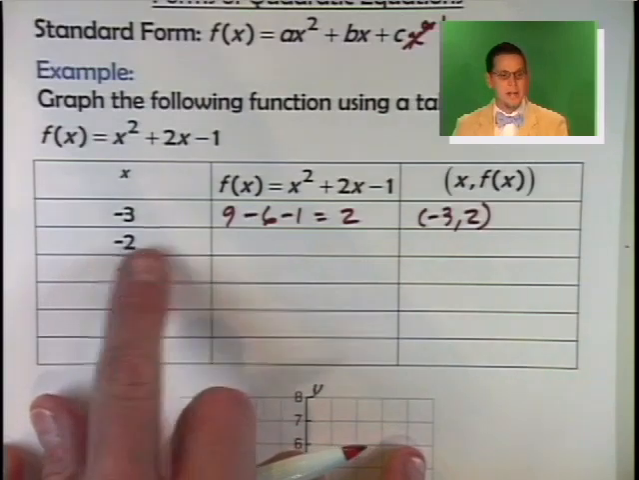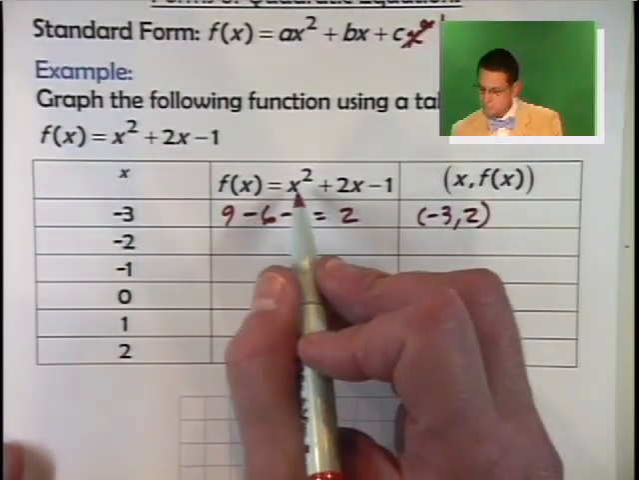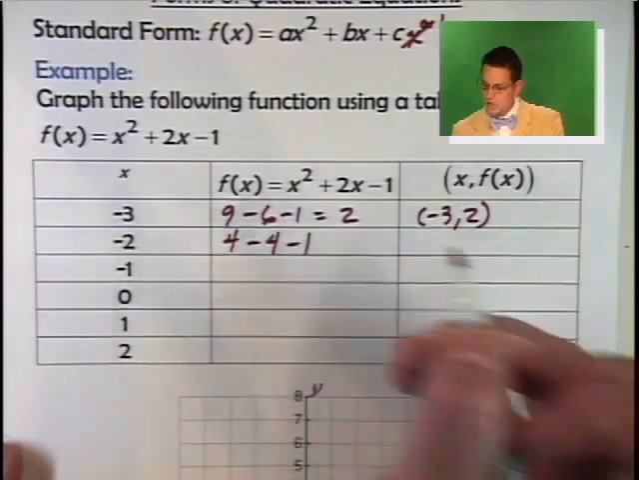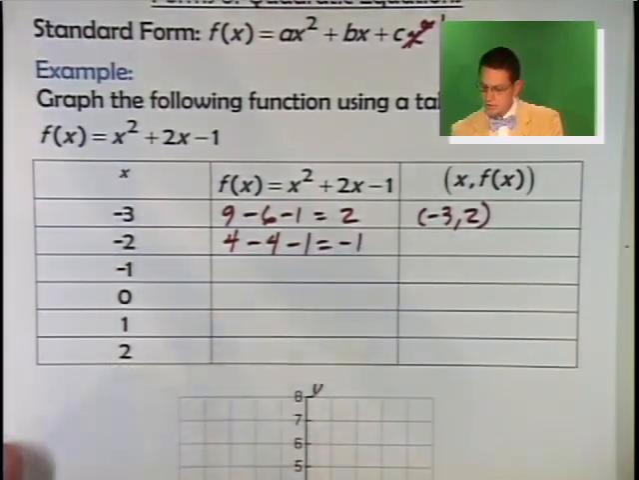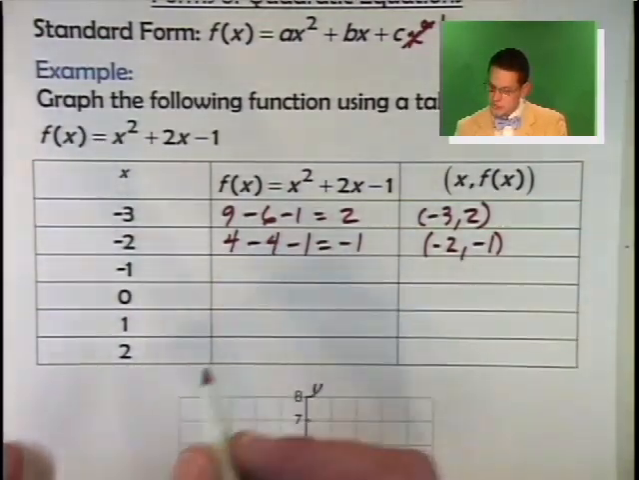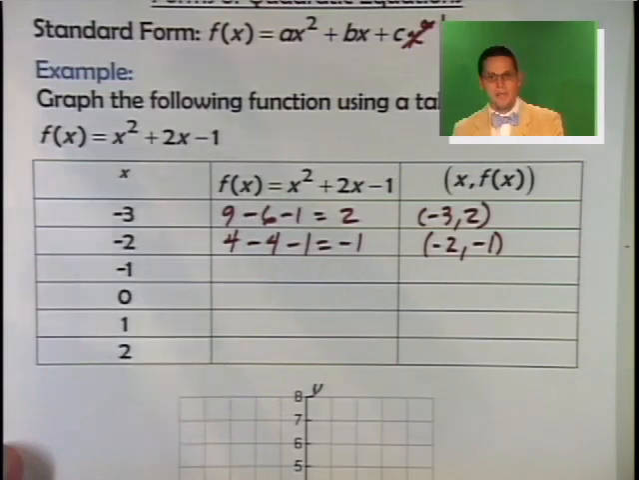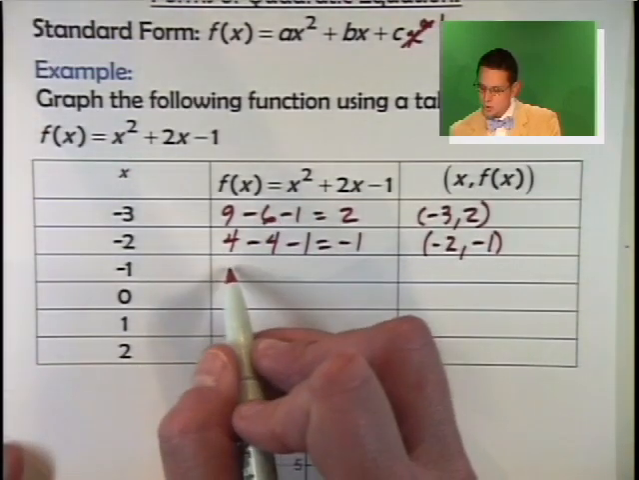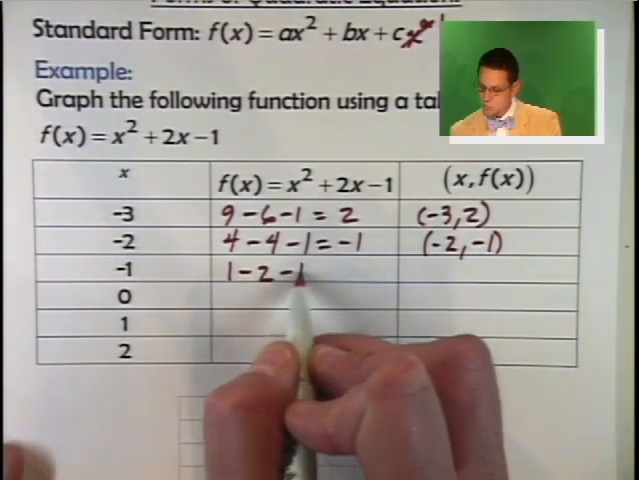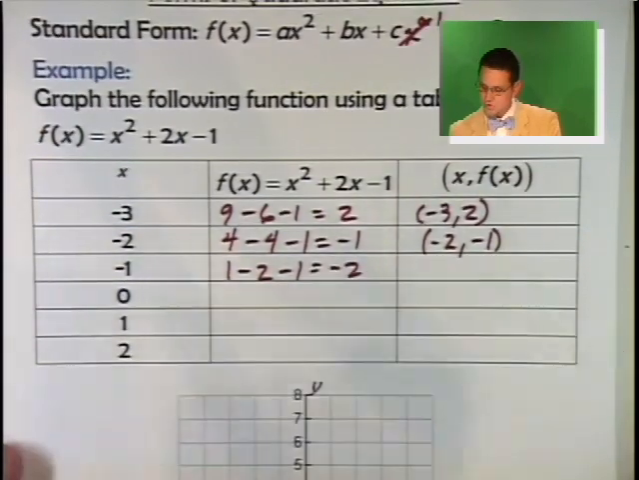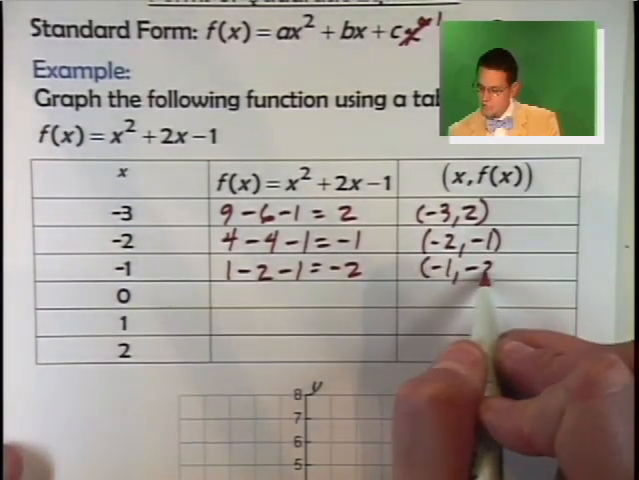What happens when I plug in a -2? What is f of -2? Well, it's -2 squared, which is 4, minus 4, minus 1. That's going to equal -1. So I have another ordered pair, (-2, -1). And we'll proceed all the way through here. This is kind of routine calculations, and it's important to do it and to do it correctly. So you don't want to rush it. -1 squared is 1, minus 2, minus 1. That's going to be -3 plus 1. That's -2. So I have the ordered pair (-1, -2).